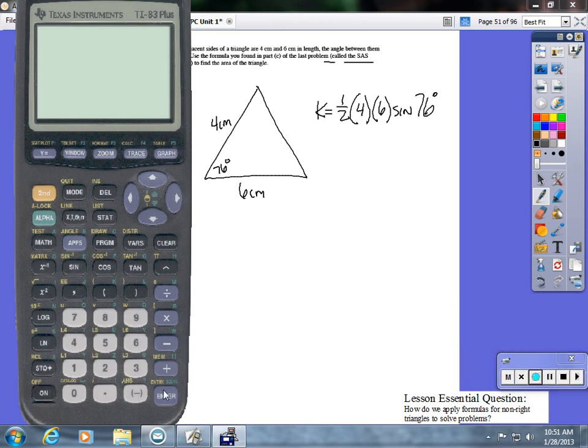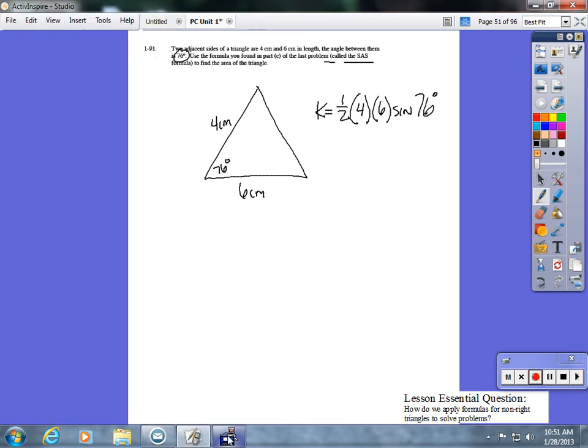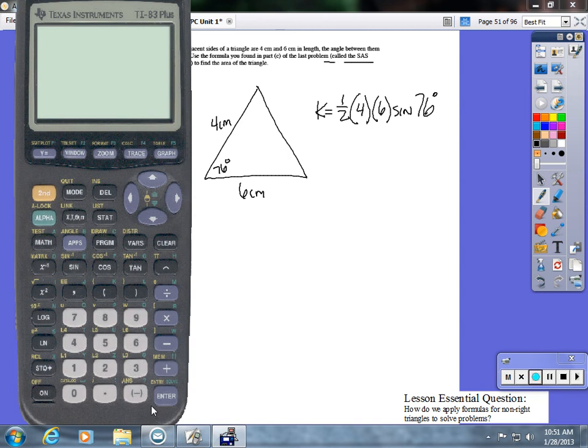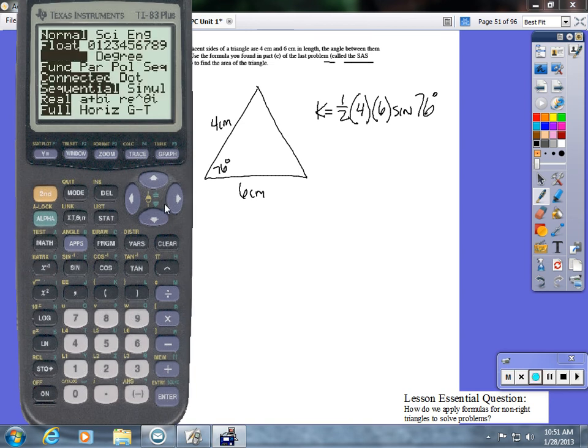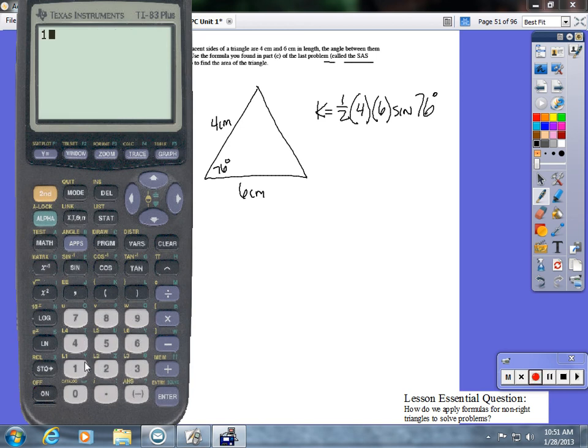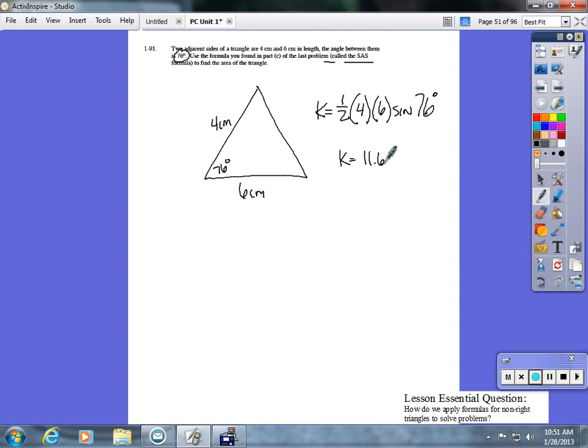So, calculator on. Reset calculator. Okay. So, mode, degrees. You'll learn that. Yeah, that's something we're going to have to check every day. So we have 1/2 times 4 times 6 times the sine of 76 for an area of 11.64 units squared. So area equals 11.64 units squared.